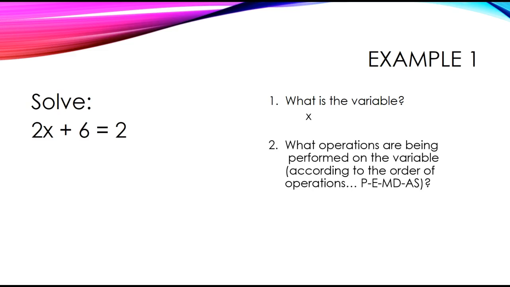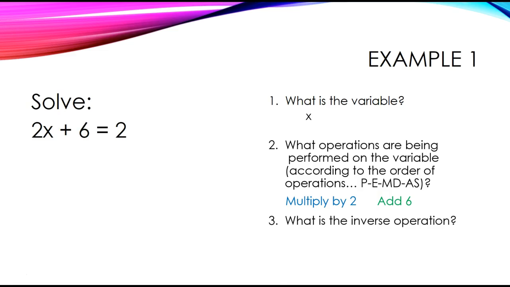So a better question is, what operations are being performed on the variable according to the order of operations: parentheses, exponents, multiplication, division, addition, subtraction. As I look at our equation, we have a multiplication and we have an addition. There's no parentheses. So the first operation that's being performed is multiply, and we're multiplying by 2. The next operation is adding 6.